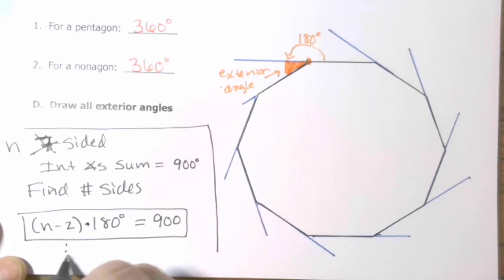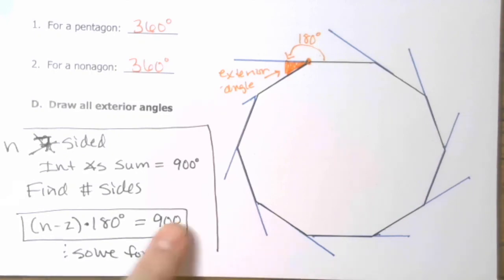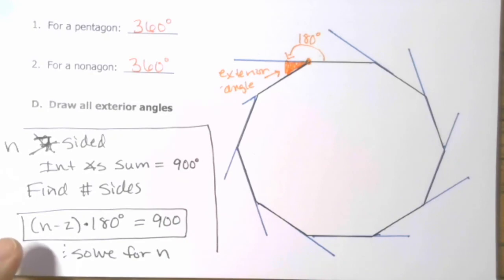And then you would just put dot, dot, dot. You would solve for n. So if they give you the sum of the angles, you can always solve backwards and figure out how many sides there were in the original figure. And I'll let you do that one for practice later.